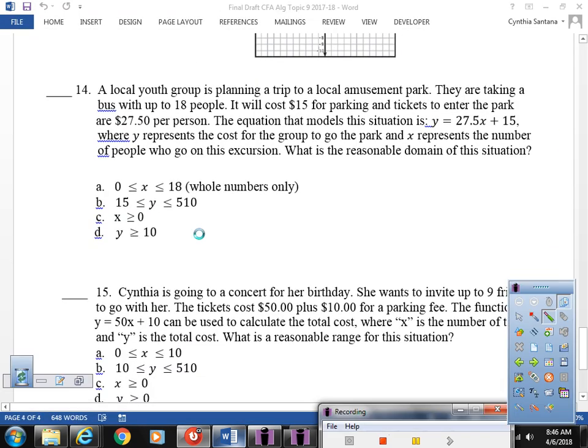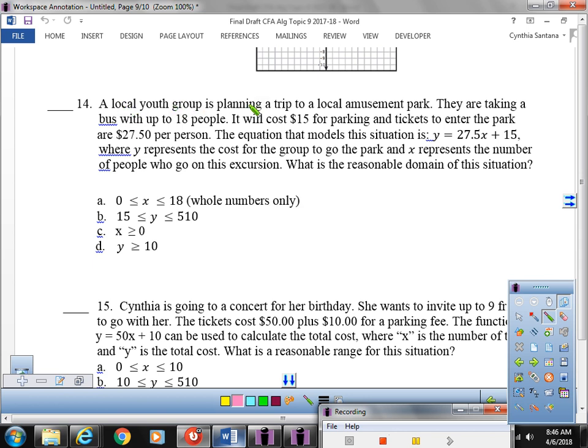These are the last two right here. It says that a local youth group is planning a trip to a local amusement park. They're taking a bus with up to 18 people. So that means from 0 to 18, they're going to take that many people. It's going to cost $15 for the parking, and then the tickets to enter the park are $27.50 per person. And here's the equation they gave you, and it makes sense.